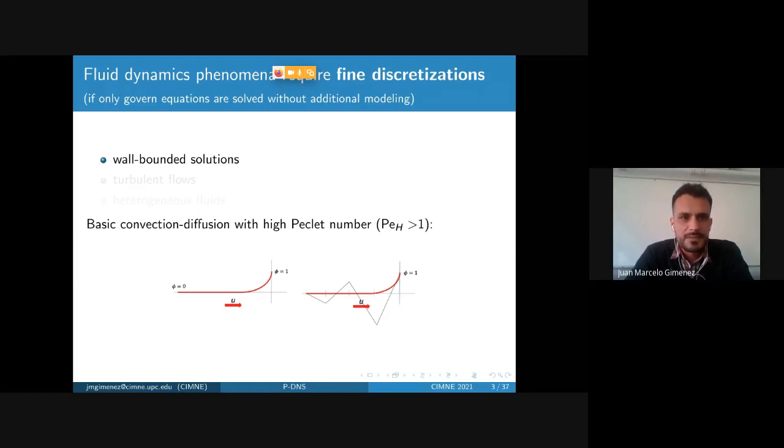For example, well-bounded flows. The typical case is about the convection diffusion equation, where the Peclet number is higher than 1, considering the elemental Peclet number. We expect a solution like the left, but if we use a coarse mesh, we will obtain a solution with some numerical instabilities, which completely destroys the numerical approach.